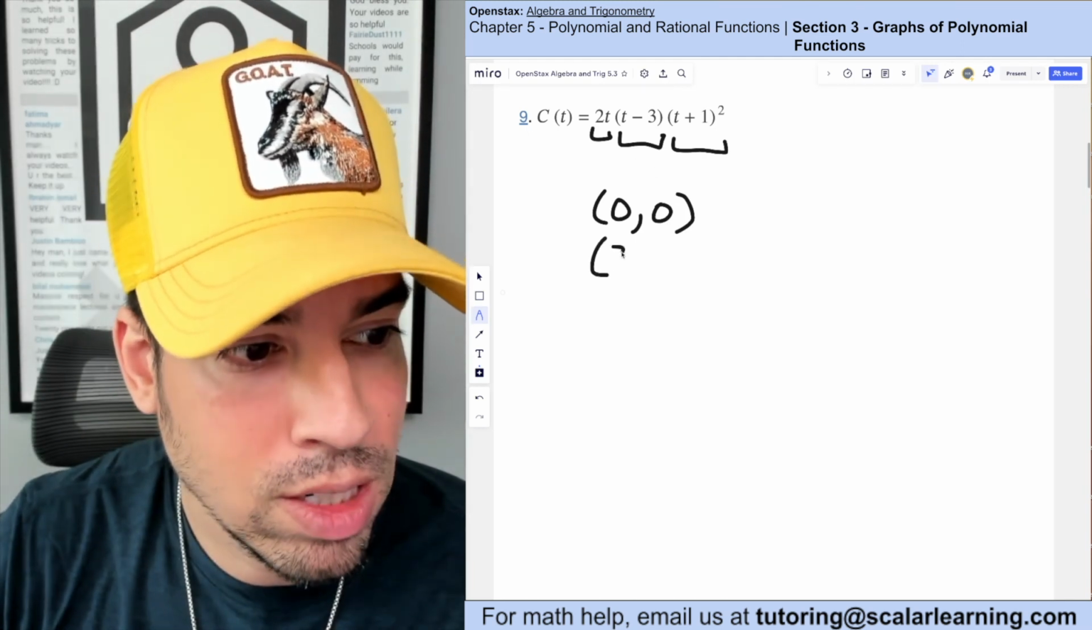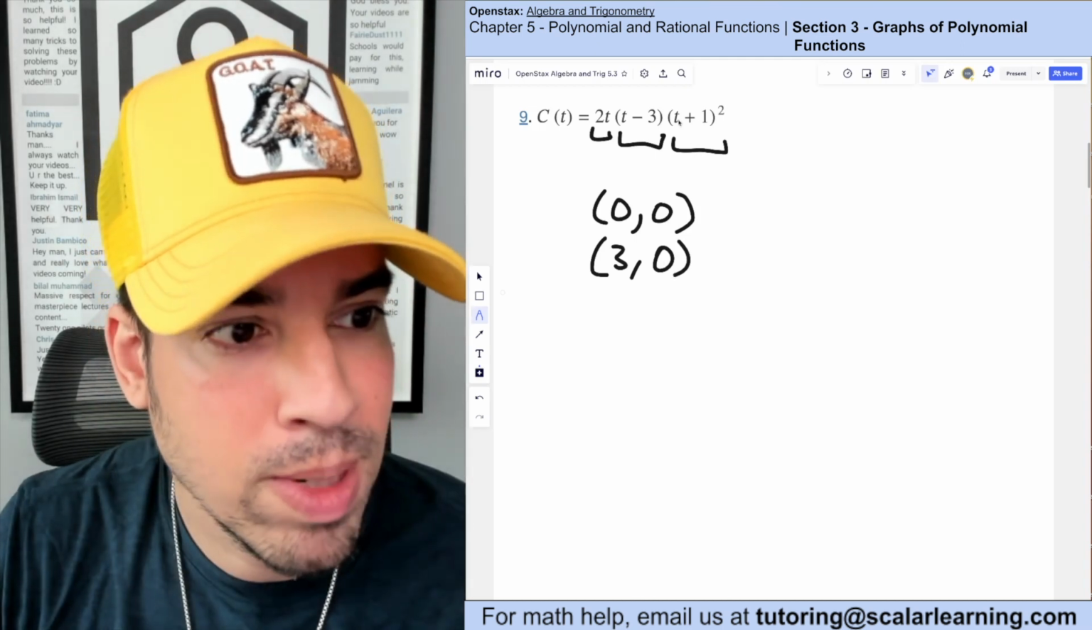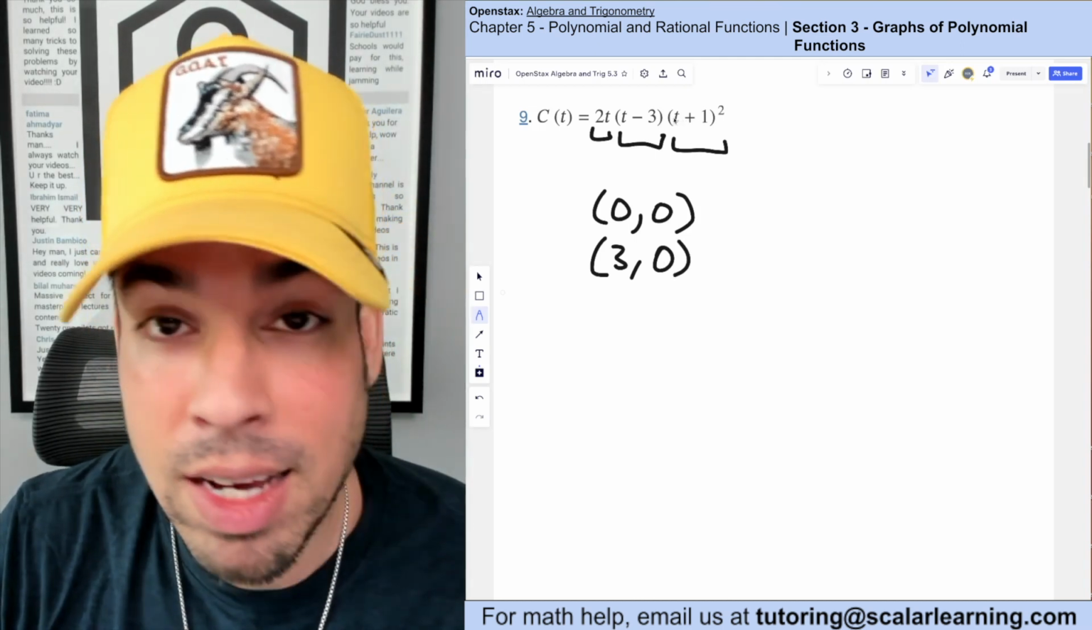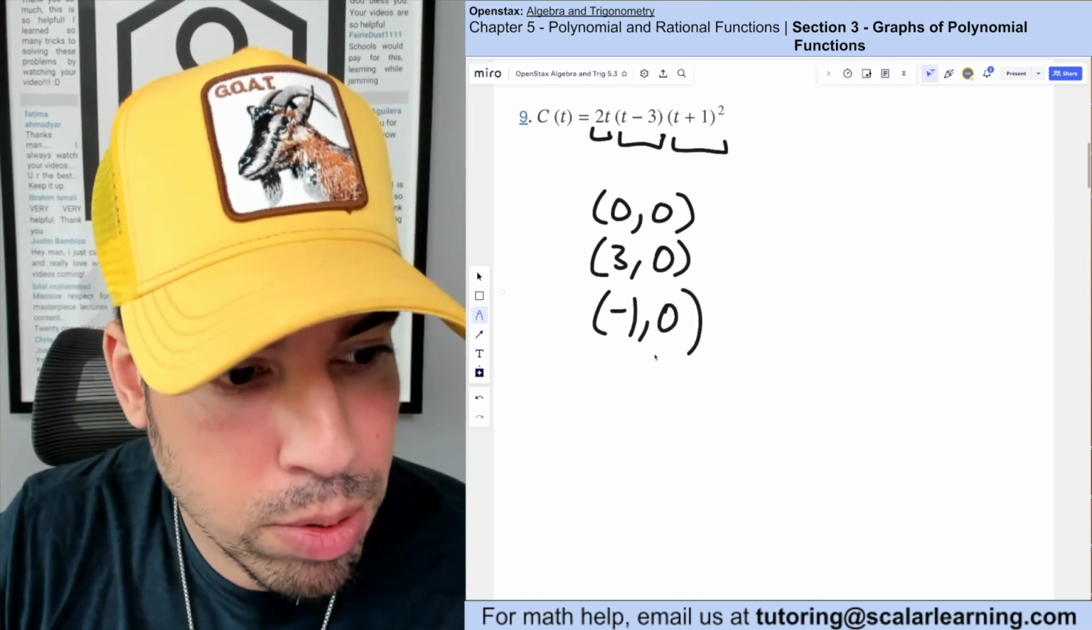For t minus 3, it's going to be positive 3 because 3 minus 3 is 0. So we got (3, 0). And last but not least, for this one, it's going to be negative 1. Negative 1 plus 1 zeros out. So we got (-1, 0), boom, done.